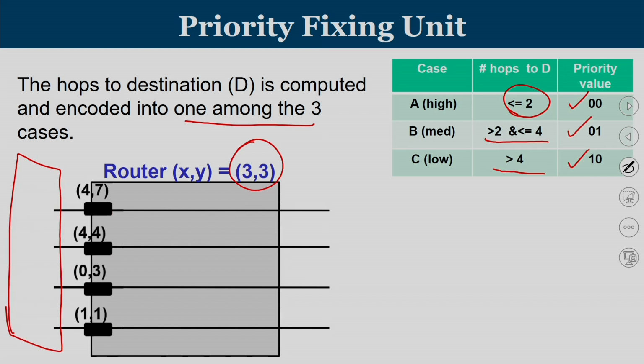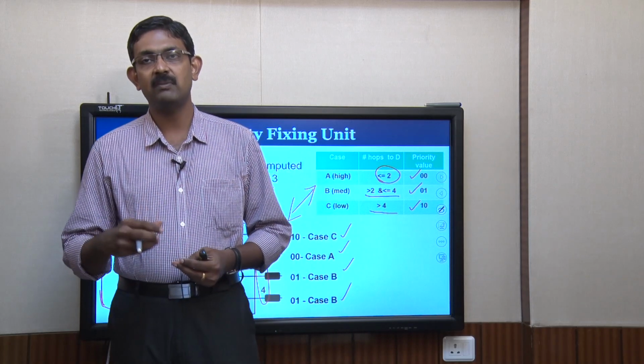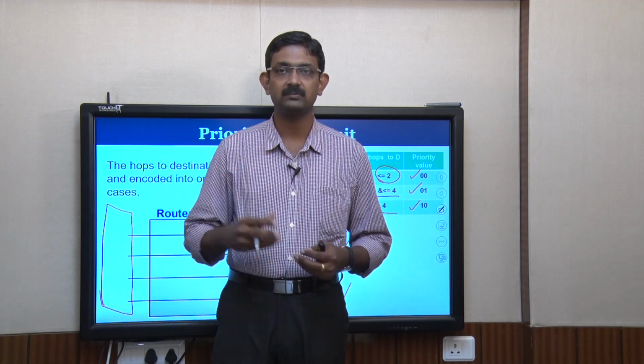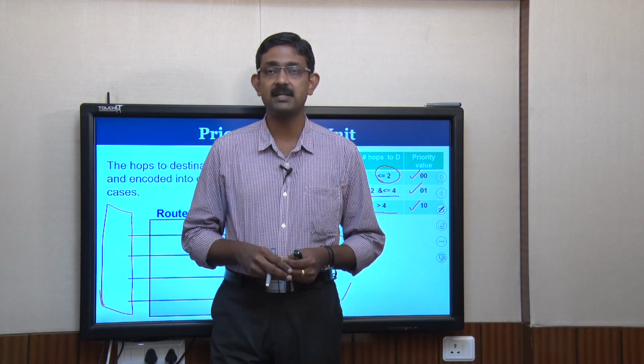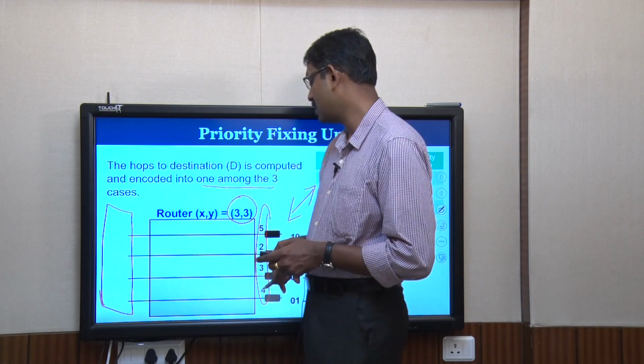So you have 4 flits that are coming. These 4 flits, upon passing through the router, you are going to find out the number of hops. So what you see here is the number of hops, and upon referring to the table, these flits are categorized as category C, A, B and so on. So case A is the highest priority, case B is the medium priority, and case C is the lowest priority. So whenever the flits are coming into the priority fixing unit, from the destination address that is stored on the flit, the destination number is extracted and hops to destination is computed, and a 2-bit priority value is assigned to them.